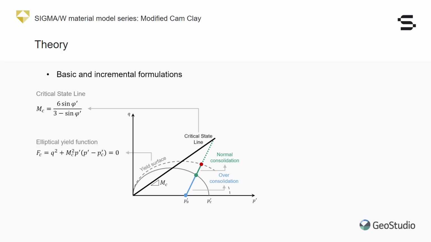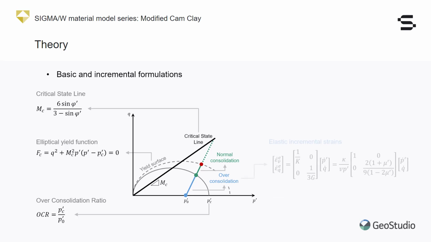The yield surface is an ellipse that passes through the origin and intersects the critical state line at its peak point. The overconsolidation ratio is the ratio between the maximum isotropic stress experienced by the soil and the current isotropic stress of the soil. For a stress state inside the yield surface, the soil response is elastic. The compliance matrix is diagonal, and the bulk and shear moduli are both proportional to the mean effective stress, P', and the specific volume, V.